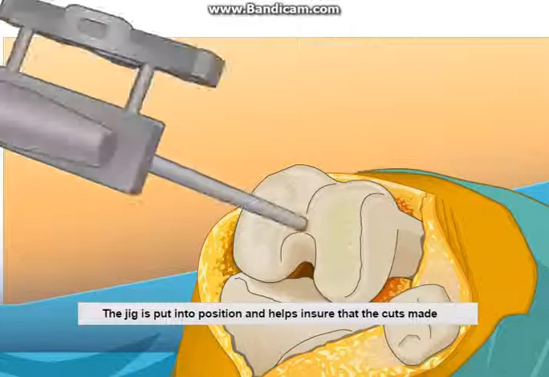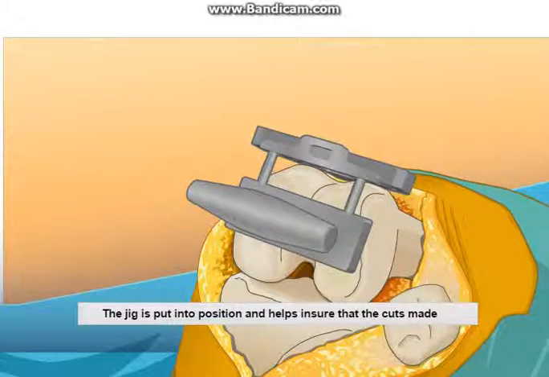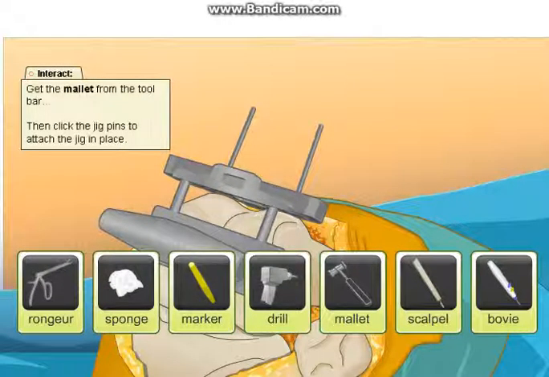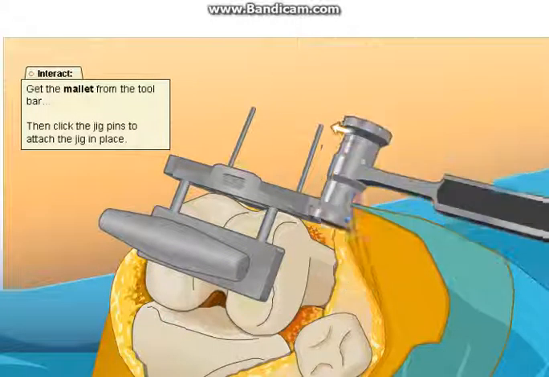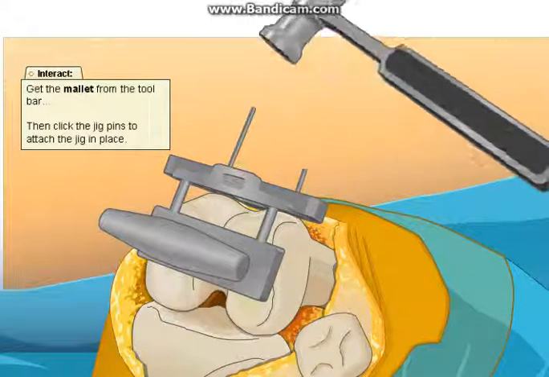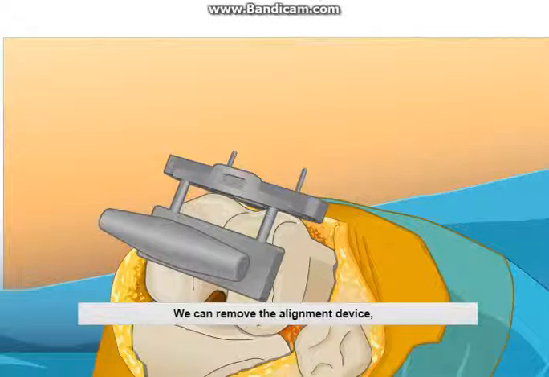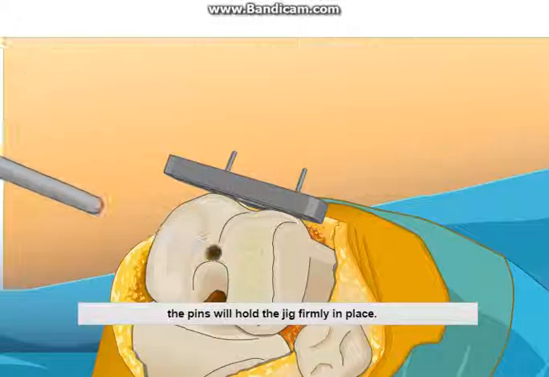The jig is put into position and helps ensure that the cuts made to the bone are exactly what are needed. Now hammer in the pins to hold the jig. We can now remove the alignment device. The pins will hold the jig firmly in place.